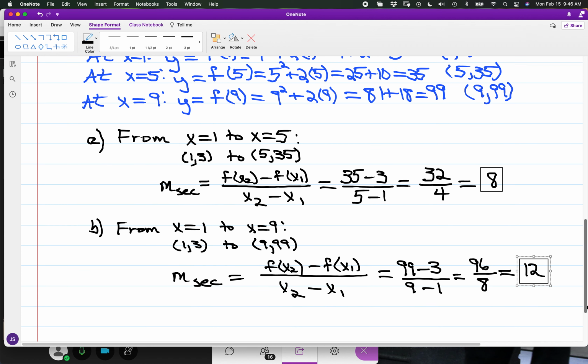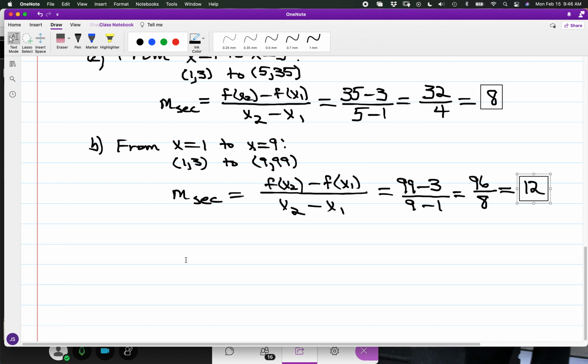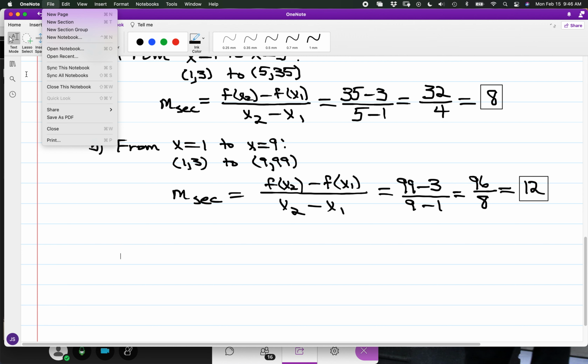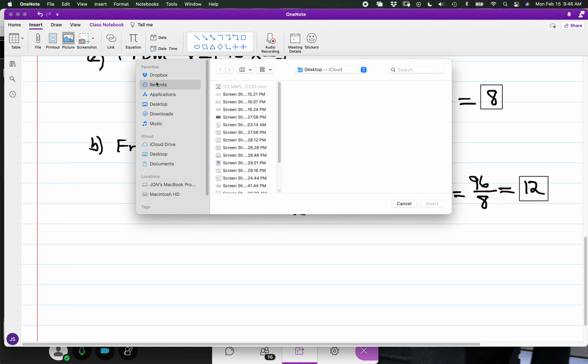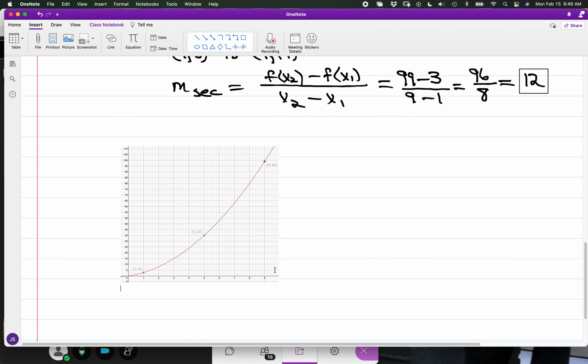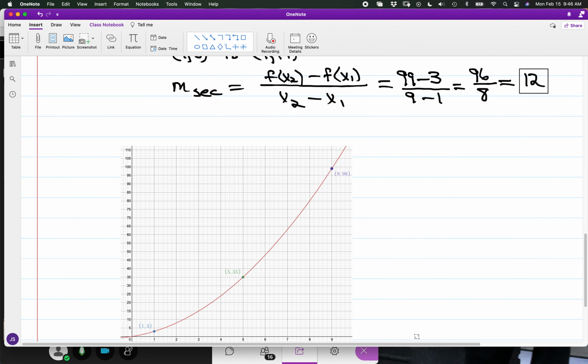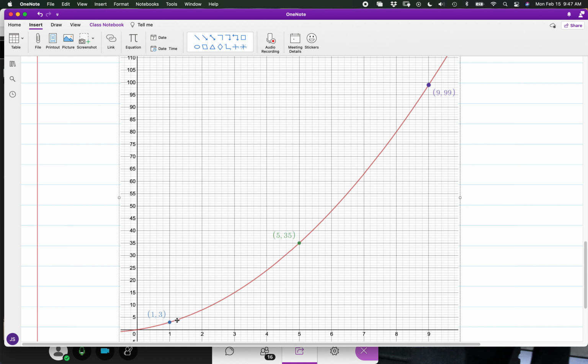And just to give you a visual, hoping that this graph will show up as, let's see, insert. Yes. For what we have in the view, again we started out with 1, 3, and our second set of x and y values respectively at 5 and 35, and then the third set at 9, 99.